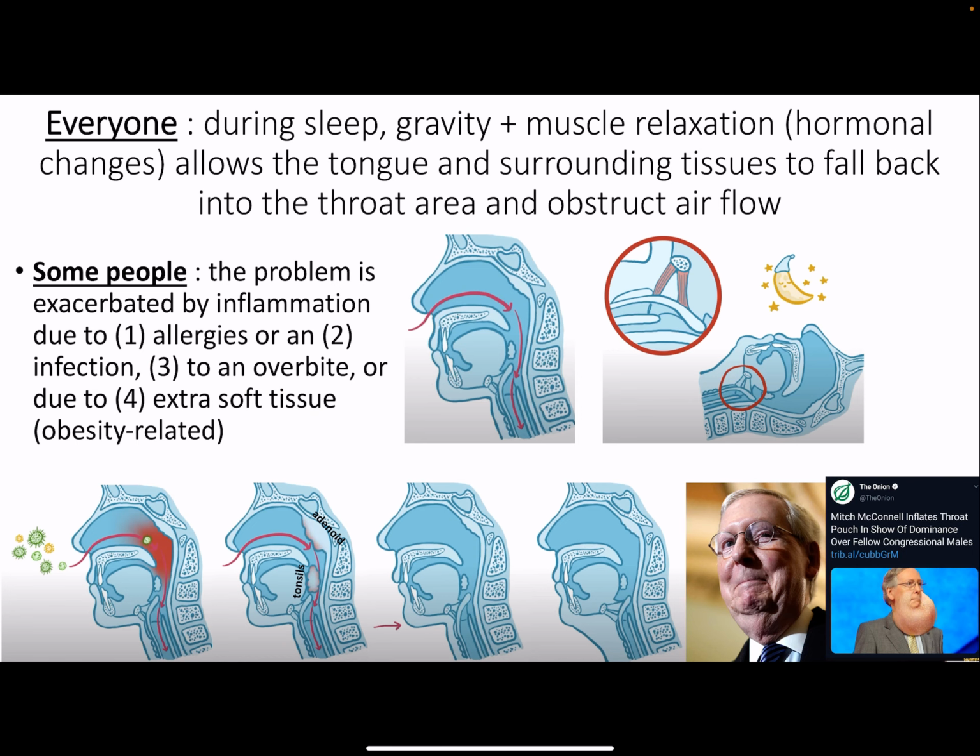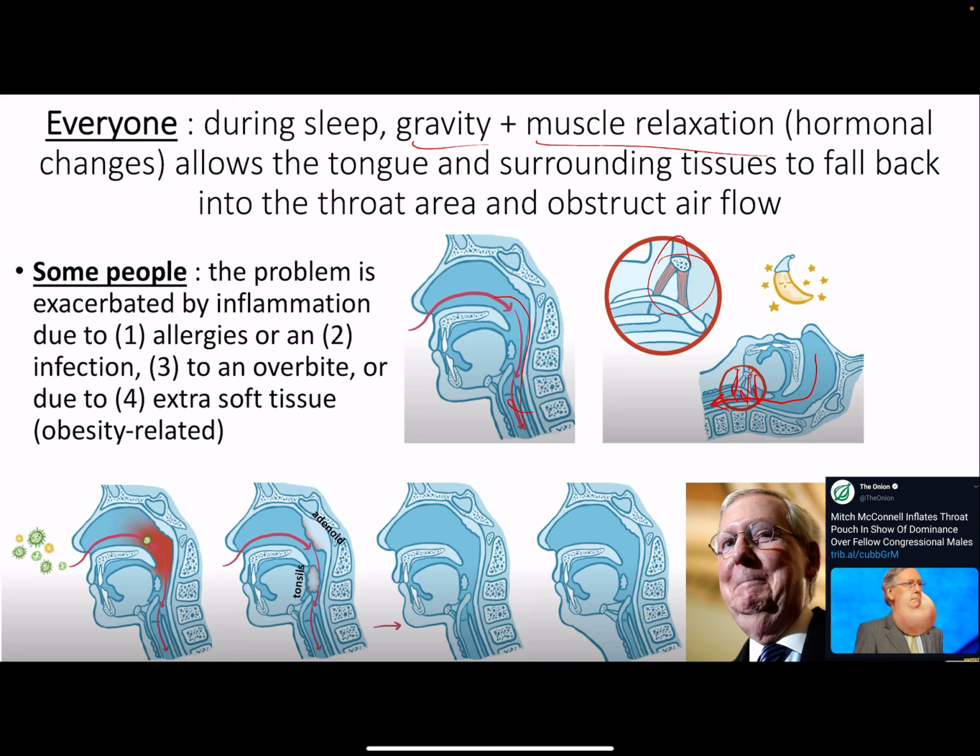Everyone during sleep, because of a combination of gravity and your muscles relaxing when you're sleeping due to hormonal changes, this allows the tongue, so normally air goes like this, but these changes cause the muscles to relax, and then the tongue, by gravity, gets pushed downwards. So it's a little bit more difficult for air to get in. That is just regardless of whether you're the healthiest person on earth or not.